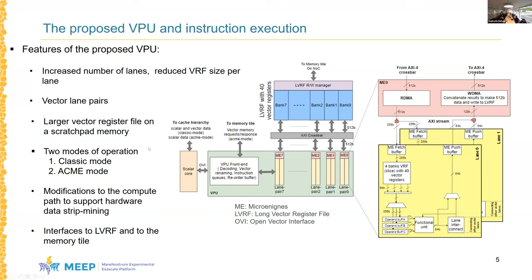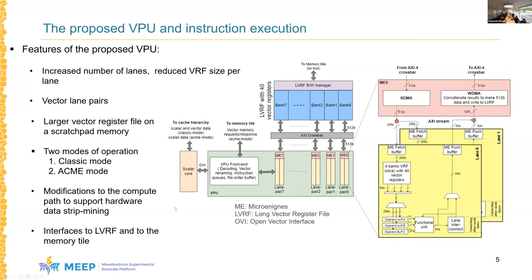It can operate in two modes of operation. First is the classic mode, which uses the cache hierarchy and is the normal operation of the baseline. And there is an ACME mode, which bypasses the cache hierarchy and is very specific to these enhancements. Now, when to use classic mode: if we are getting benefit from the cache, then go for the classic mode. If not, then ACME mode. That's what we should follow.